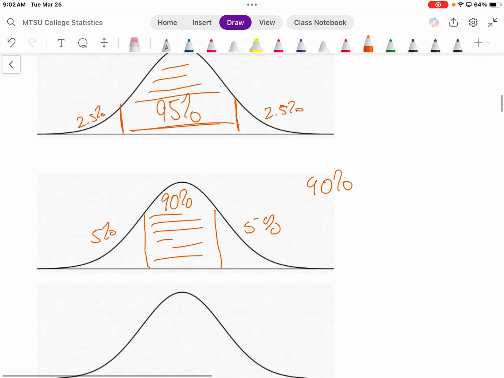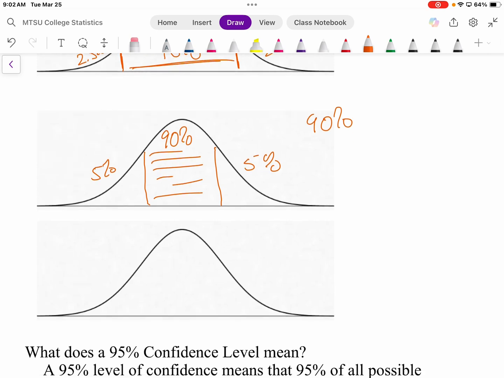If you do a larger, like a 99% confidence interval, then that means we have a wider interval. There's 99% in here, which leaves basically 0.05, or not 0.5. It's 1% on the outside, so it'd be 0.5%. 0.5% is on the outsides.